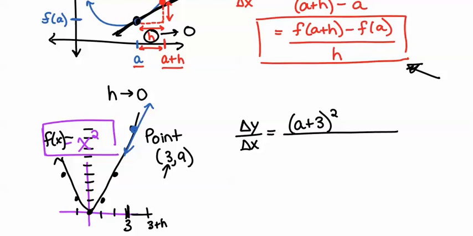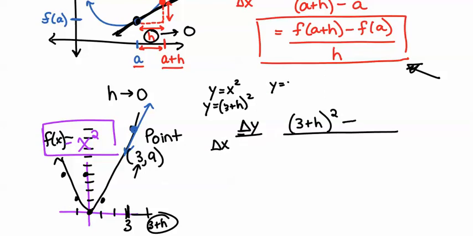So I'm trying to find out what y equals. So if y equals x squared and my x is 3 plus h, then y would equal 3 plus h squared. Oh, I put a plus 3. Sorry. 3 plus h squared. Do you know what I mean? Minus f of a. So now I want to find out, y equals x squared. Well, what about when I sub in 3? What's 3 squared? It's 9. Okay, so that's my numerator. And then on my bottom, it's just h.